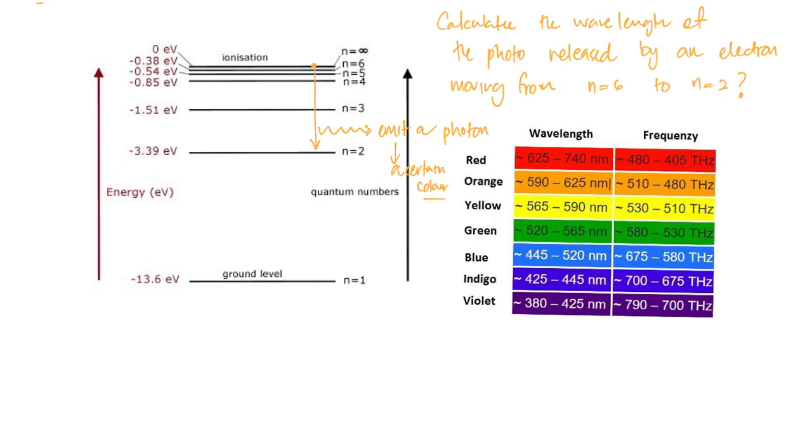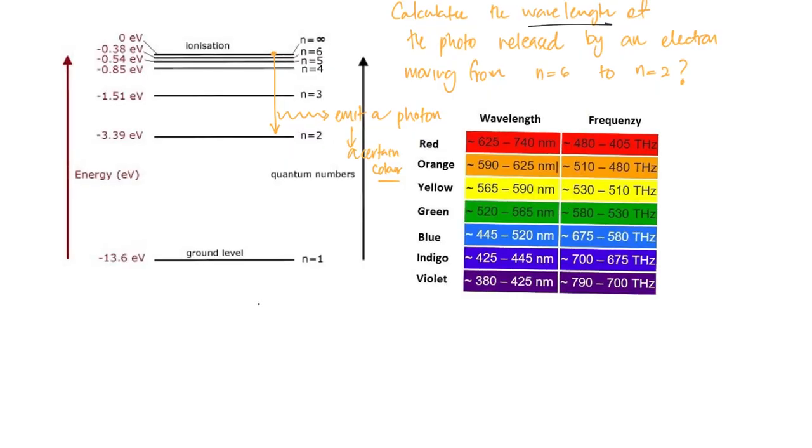Right, so let's have a look at how that gets sorted out. The first thing we want is wavelength. The formula that we use for wavelength is E is equal to hc over lambda. H I've got, c I've got, I need lambda, and then I need the energy of the photon.